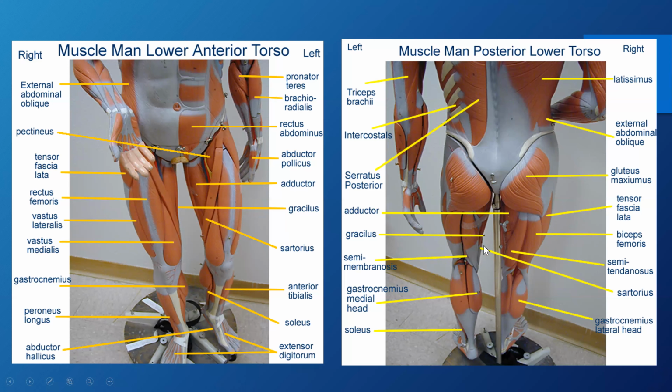You see a little bit of sartorius that crosses your thigh. Now you see gracilis over here in the medial compartment. Yeah, here it shows you semimembranosus, and on top of semimembranosus you have semitendinosus. This is gastrocnemius muscle. It's in the posterior part of your leg, most superficial muscle, and just under this muscle is our soleus, right?